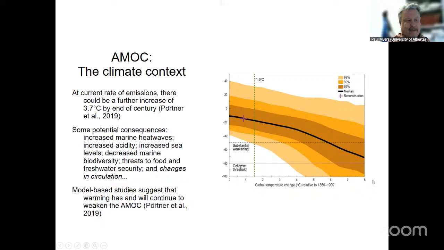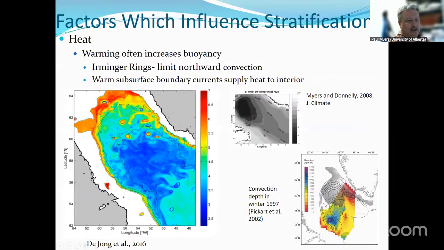This bottom axis is the global temperature change. And as you can see, there's a lot of uncertainty. This is one of the most unknown things about how the climate is going to evolve. So how sensitive it is depends on aspects like the melt from Greenland, how much that's going to be, but also how that fresh water gets into the ocean.